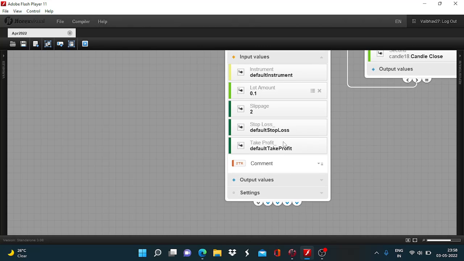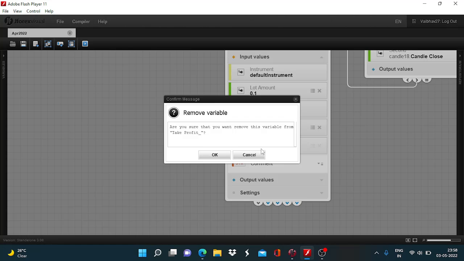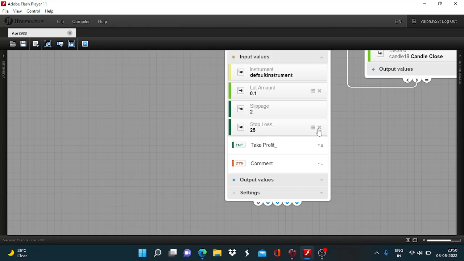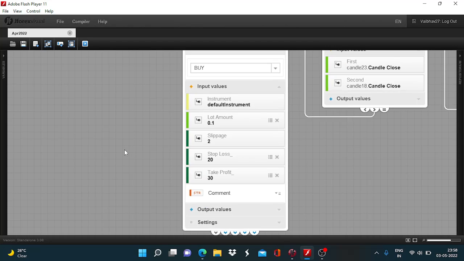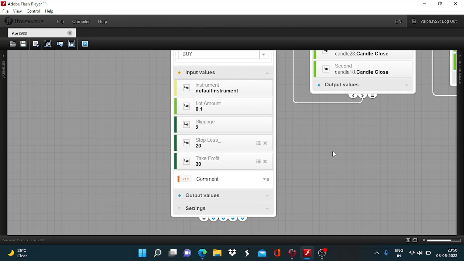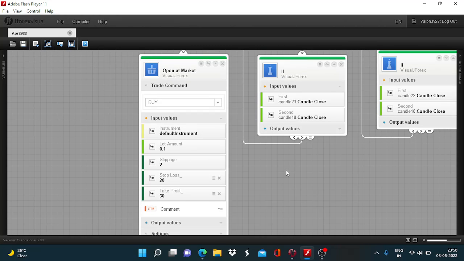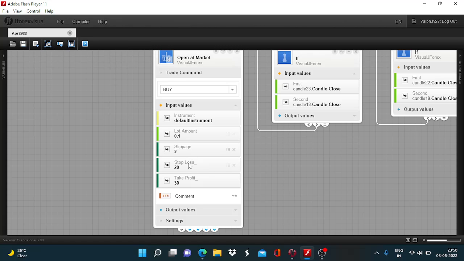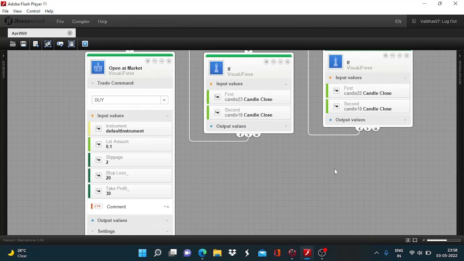So for that I will change the stop loss and take profit, and this time we will not create variables. Instead I will define it in terms of pips. So this is going to be 20 pips and take profit of 30 pips. Alright, so here we have defined the input parameters for this trade command block. So the executed trade will have these parameters defined for it: when to open, when to close. If the desired criteria are met, the execution will happen.